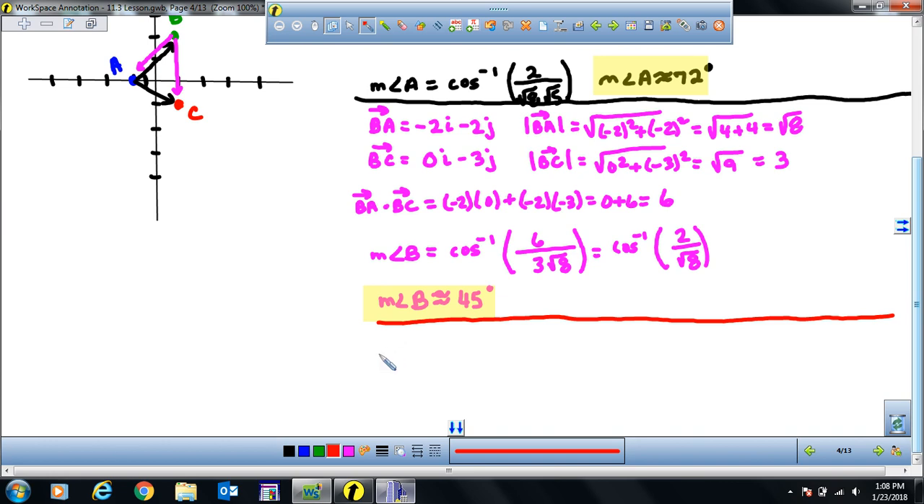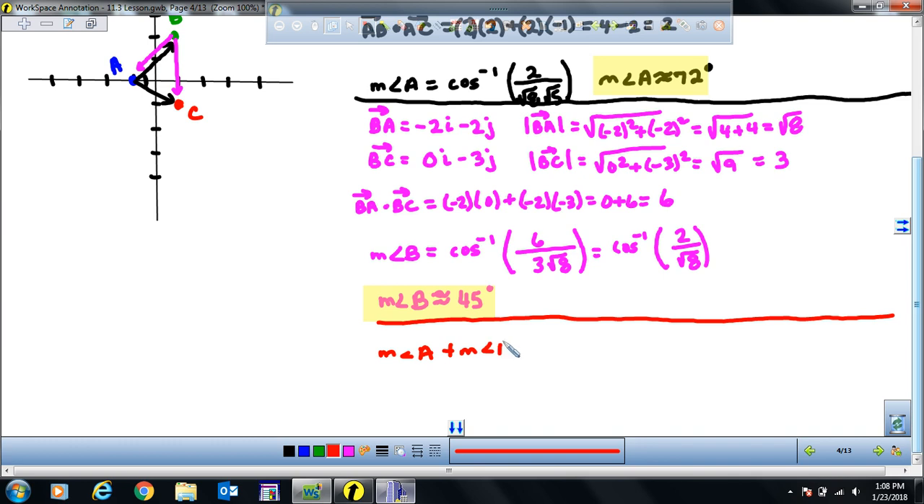So the measurement of angle A plus the measurement of angle B plus the measurement of angle C has to equal 180 degrees. So we already have A, which is 72 degrees. It wasn't exactly 72, but again, just look at the instructions, and depending on what you need to round it to, that's what you do. In this case, I'm just choosing to round it to the nearest whole number. So 72 plus the measurement of angle B, which is 45 degrees, and then we're going to find the measurement of angle C. So let's add them and subtract it from 180 to find the third.